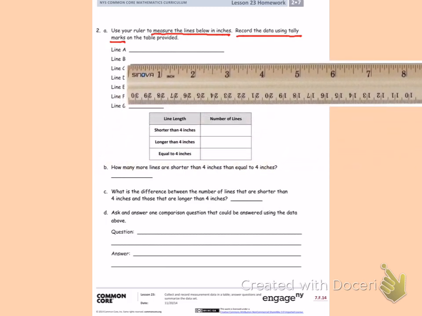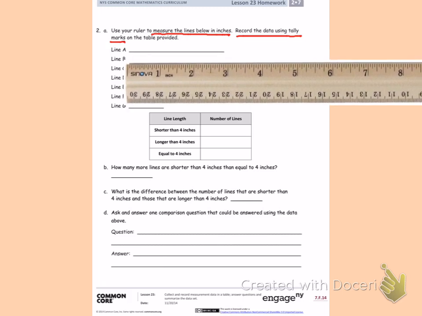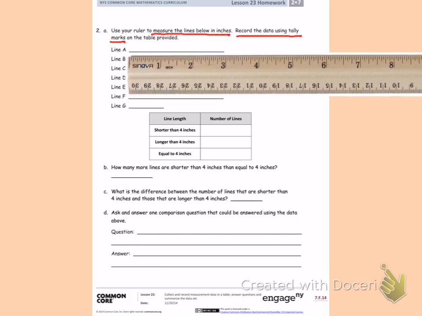When measuring line A, I'll make sure the edge of the line is where the edge of my ruler is. As you can see, the line ends right here, which is where the 3 is on the inch side of my ruler. So line A is equal to 3 inches. And I'm going to write it right on the line.